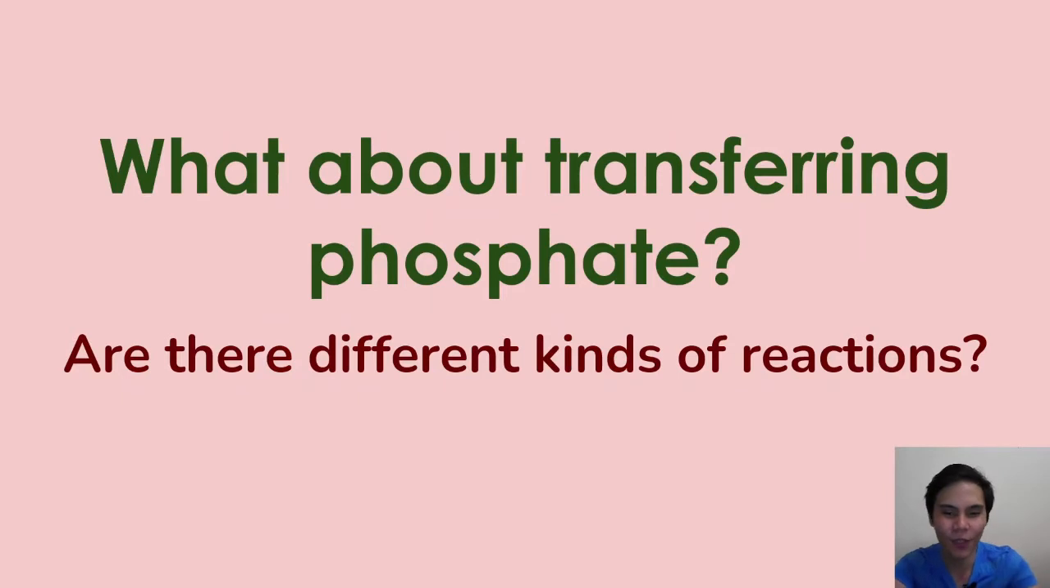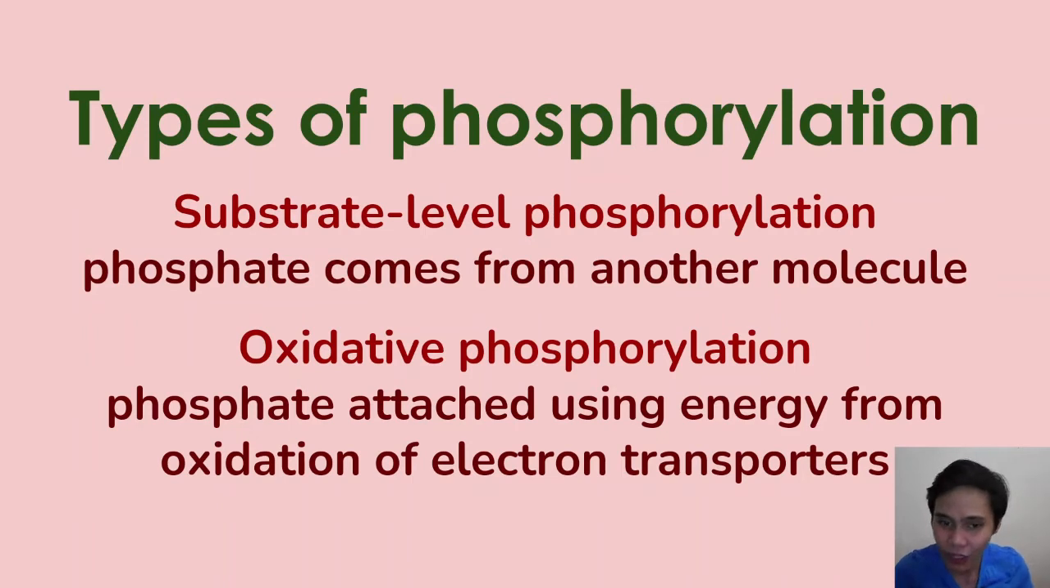So what about transferring phosphate? Are there different kinds of reactions for transferring phosphate? We have substrate level phosphorylation and oxidative phosphorylation. These are complicated sounding terms, but basically, substrate level phosphorylation just means the phosphate comes from a molecule, like how we got the phosphate from G3P. We ripped off the phosphate from one molecule and shoved it onto ADP to make ATP. That's substrate level. Oxidative phosphorylation, on the other hand, is phosphate that's attached using energy from the loss of electrons of your electron transporter. So we'll see that later on. We've only seen substrate level phosphorylation so far.